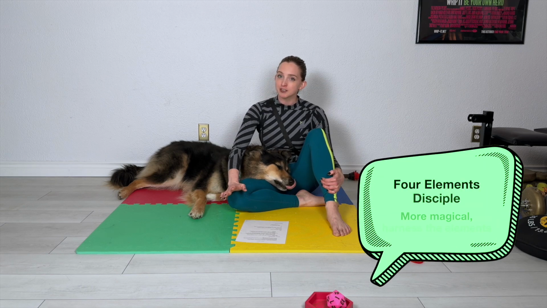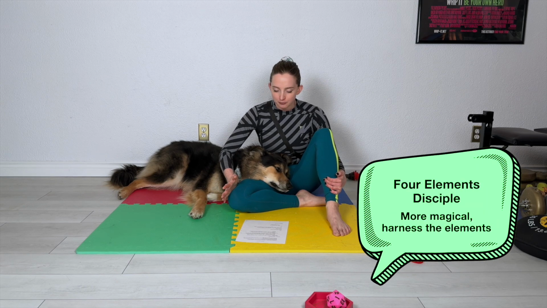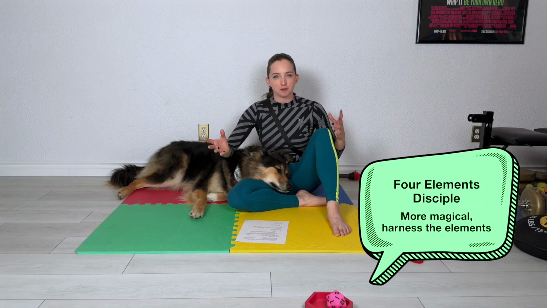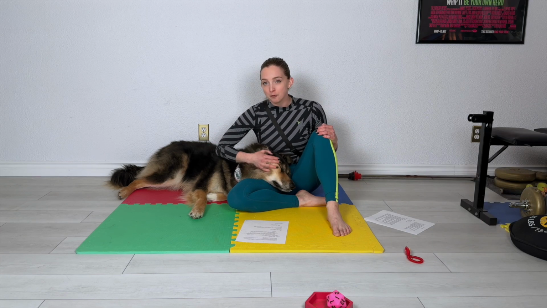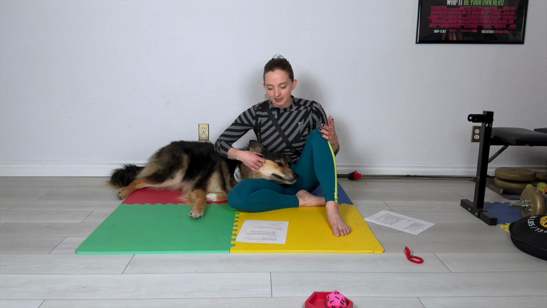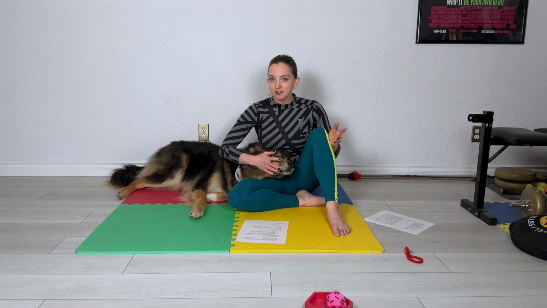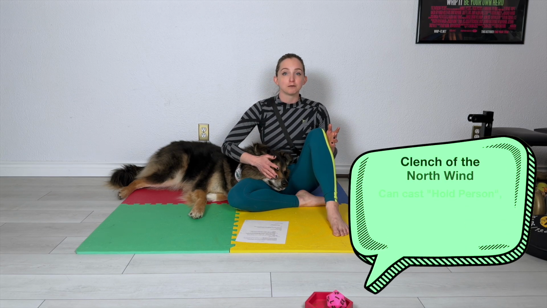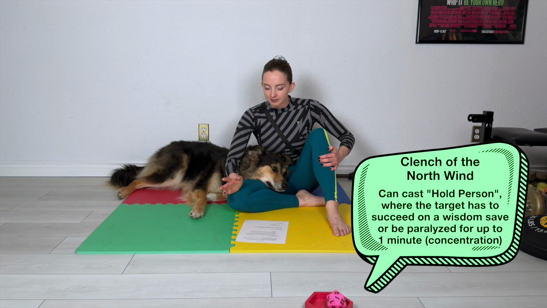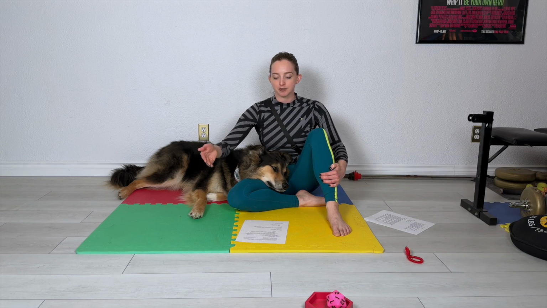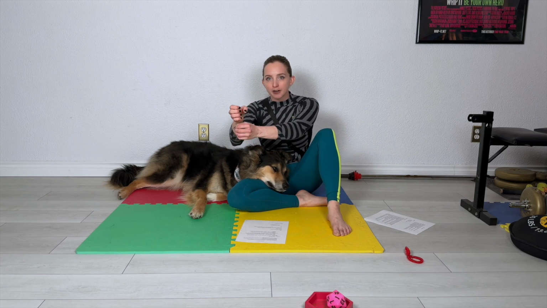But then Four Elements Disciple is a lot more magical, and it really connects you into the elements. It's got a bit more of an Avatar: The Last Airbender vibe. And in that one, one of the abilities you can choose to gain is called Clench of the North Wind, where you can cast Hold Person. Hold Person is a 2nd level enchantment spell where someone has to do a wisdom saving throw or be paralyzed for up to a minute as you hold your concentration on this spell.